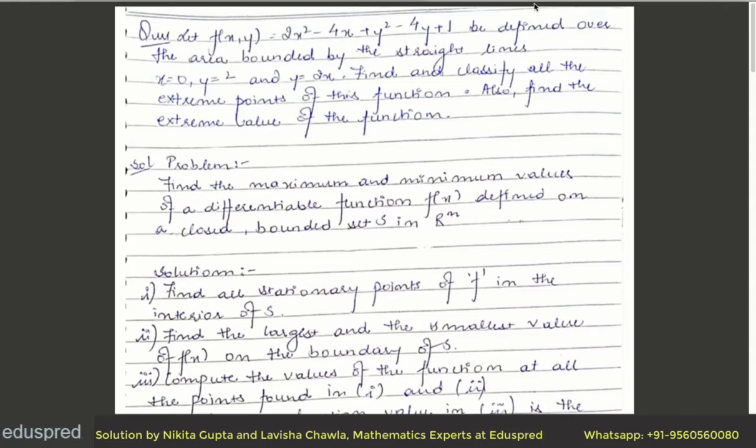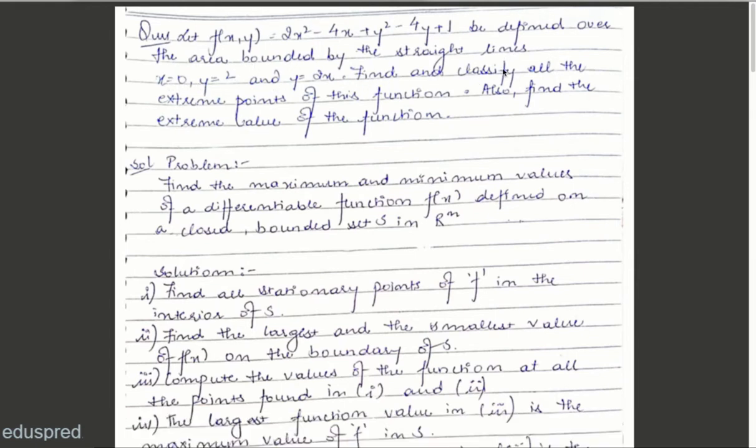In this video, we will be solving this question which says: let f(x,y) = 2x² - 4x + y² - 4y + 1 be defined over the area bounded by the straight lines x = 0, y = 2 and y = 2x. Find and classify all the extreme points of this function. Also find the extreme value of the function. Now, since the question says already that the area is bounded, our problem becomes find.